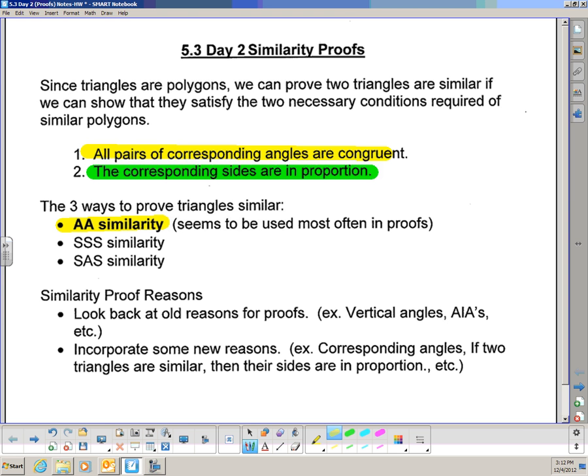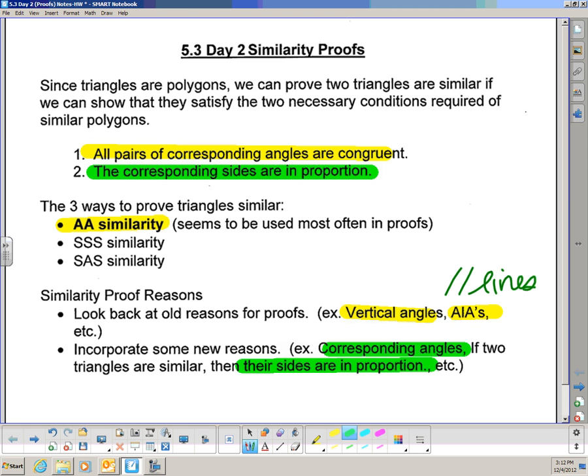Look back at your old reasons. Vertical angles show up all the time. Alternate interior angles will show up often. Remember, with alternate interior angles, you must have parallel lines. Some ones that we haven't used that often are corresponding angles, and corresponding angles still come from parallel lines. So that's going to start showing up. You'll also start talking about how if you've got similar triangles, you've got sides that are proportional. So not a lot of old reasons creep up, but some do, and then some new reasons will show up as well.